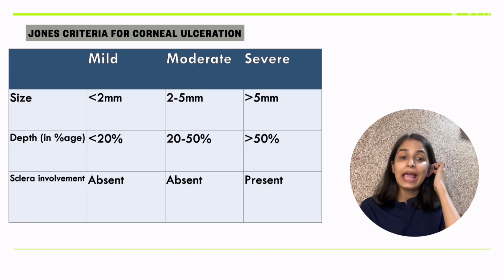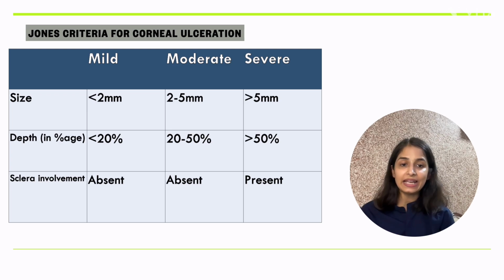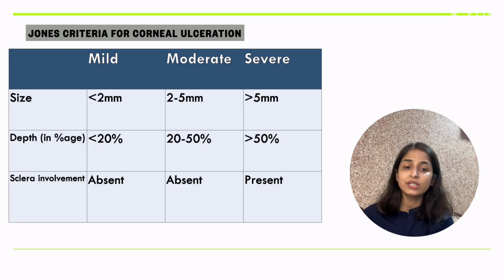Now, Jones criteria help us grade a corneal ulcer as mild, moderate, or severe using three main parameters: ulcer size, stromal depth, and scleral involvement. A mild ulcer is less than 2 millimeters in diameter and involves less than 20% of the corneal thickness and has no scleral involvement. A moderate ulcer measures 2 to 5 millimeters and involves approximately 20 to 50% of the corneal thickness and still has no scleral involvement.